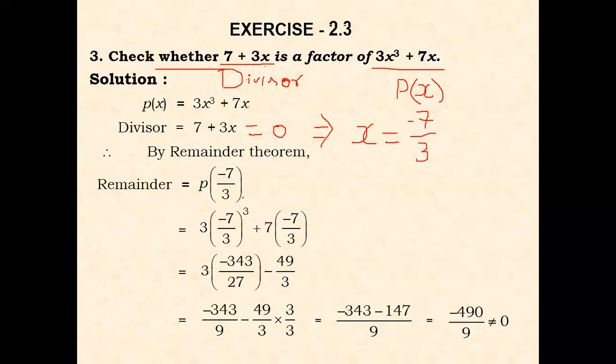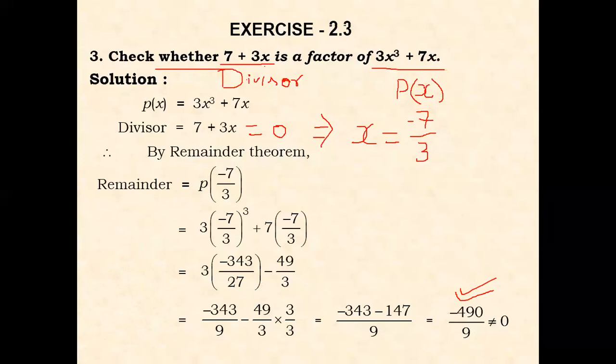Now we have put it there in the places of the variable here, and you can see x cube, minus 7 upon 3 cubed, and 7x, 7 times minus 7 upon 3, and finally the cube of minus 7 and 3 we have got it here, and then we have solved it further. The fractional subtraction is also done. So finally we have got minus 490 upon 9. So this is the remainder, that is a non-zero value. So we say divisor 7 plus 3x is not a factor of the given polynomial 3x cubed plus 7x, that is px we have considered.